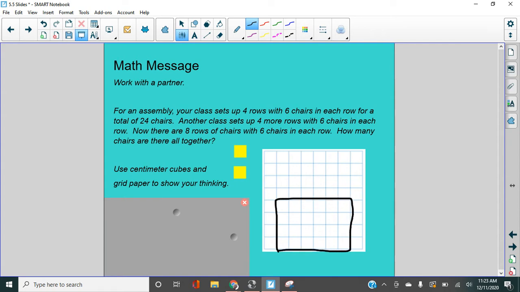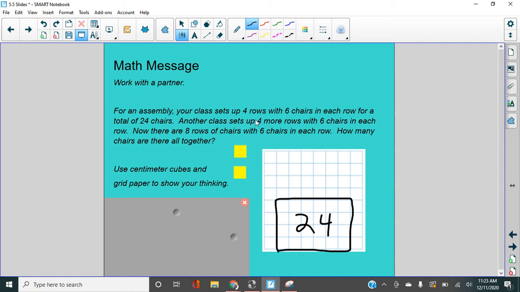Okay, there it is, right? And each one of these boxes represents a chair. That's a chair, that's a chair, that's a chair, and so on. Okay, so 4 rows, 1, 2, 3, 4, and 6 chairs are in each row. This is a total of 24 chairs, right? How do I know that? Well, because it says it right there. I also know 4 times 6 equals 24.